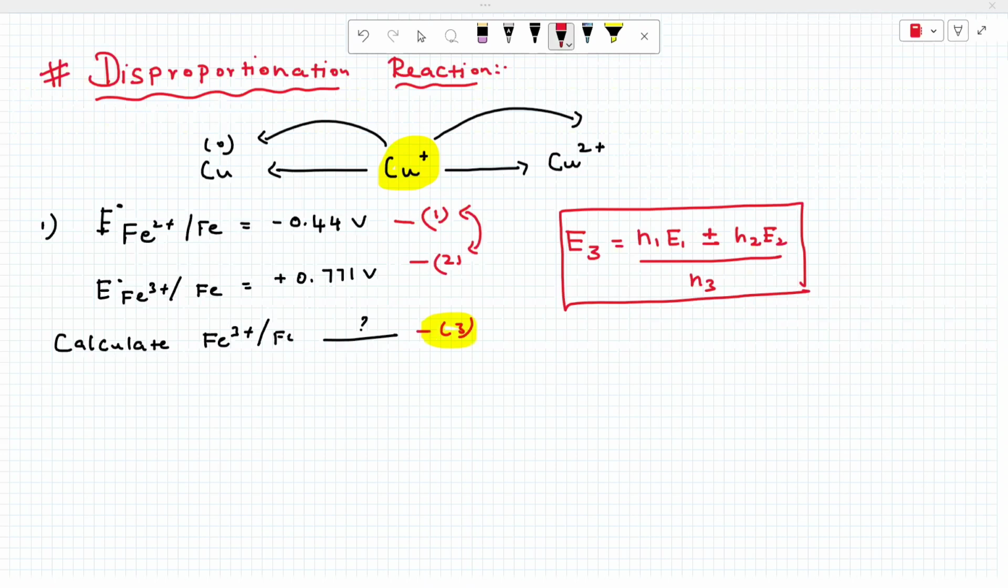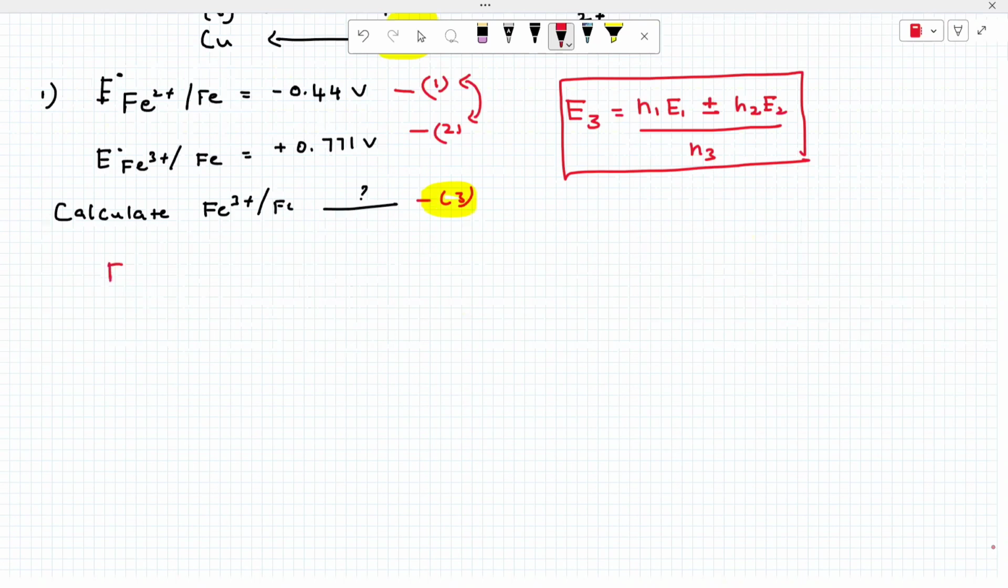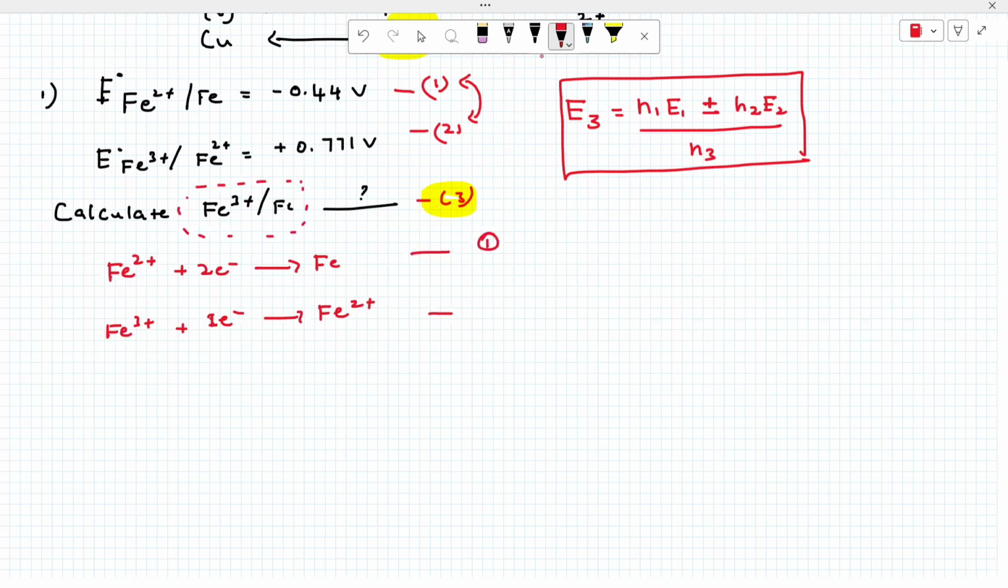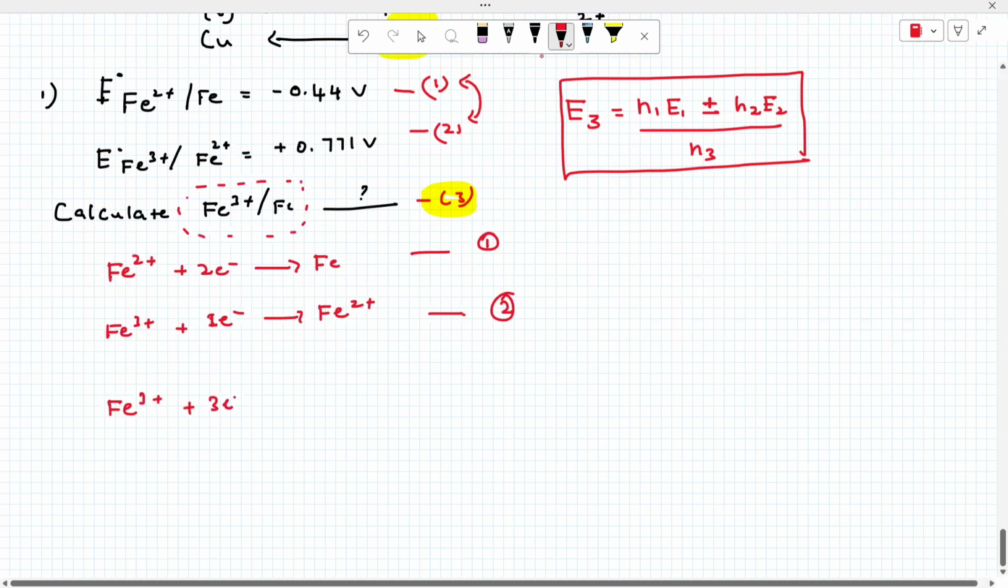Let us check. The first equation is Fe2+ plus 2 electrons becoming Fe. Equation 2: Fe3+ gains 1 electron and becomes Fe2+. Now what is equation 3 that they have given? Fe3+ plus 3 electrons gives Fe.